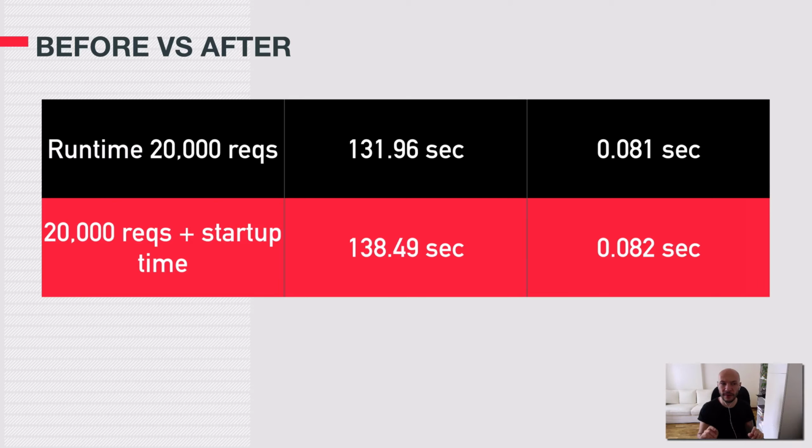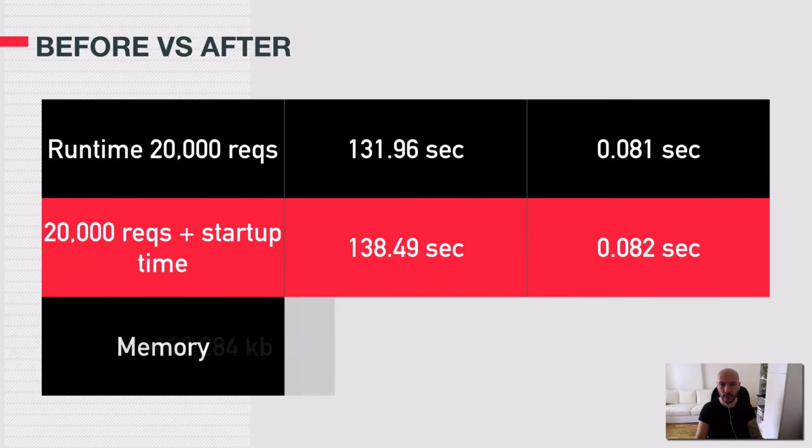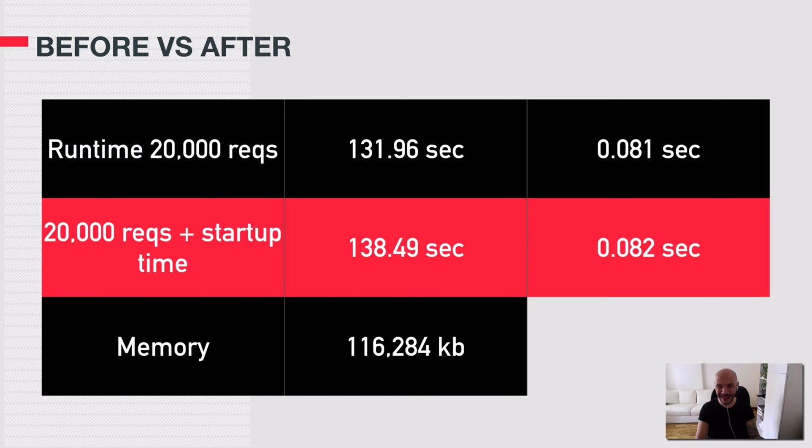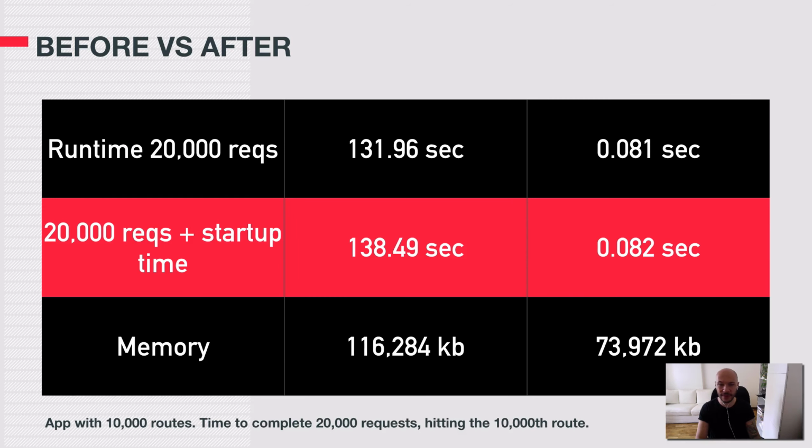The second benchmark is the 20,000 requests plus the startup time, and if you do the math, 138 minus 131, it took 7 seconds more or less to boot with 10,000 routes, and now it just takes 1 millisecond, 0.82 minus 0.81, right? And the memory footprint before was 116 megabytes, and now it's just 73. Again, an app with 10,000 routes and time to complete 20,000 requests, hitting the last route.